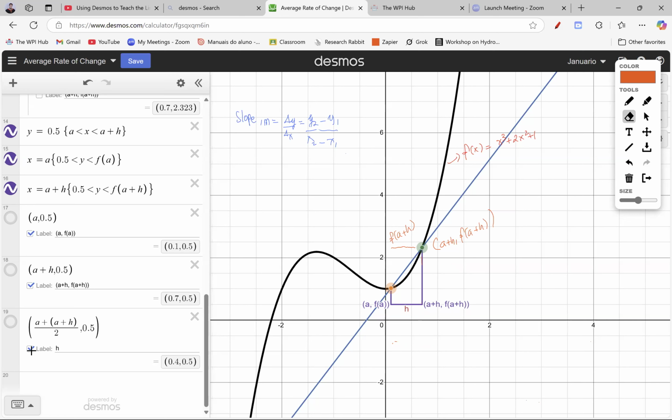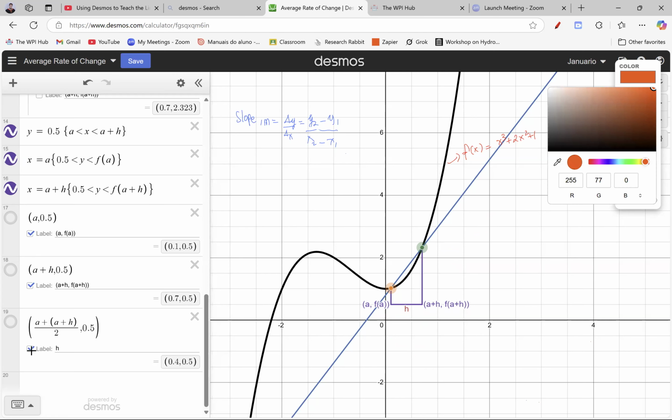So let me just remove everything here so that you understand. Okay, so this point over here, this is your A and f of A, and this is your A plus H, and then f of A plus H. All right. Now look at this H.